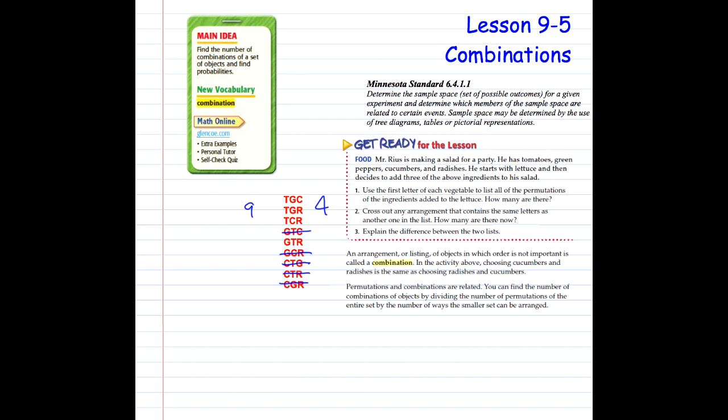Permutations and combinations are related. You can find the number of combinations of objects by dividing the number of permutations of the entire set by the number of ways the smaller set can be arranged.